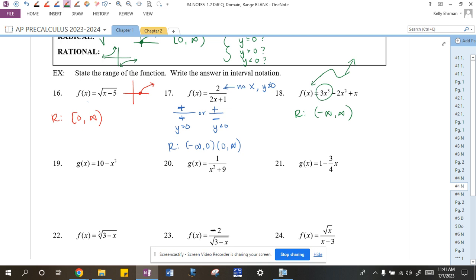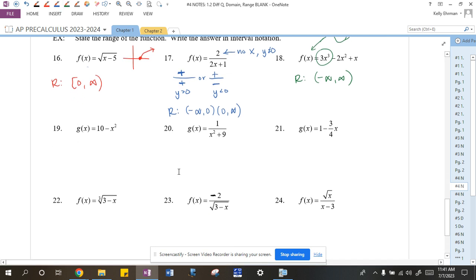Now, number 19 is quadratic. For this quadratic, it's best to think about the fact that it opens down and it's been pushed up 10. So it starts up at 10, and then it opens down. If you can do that, then the range starts at negative infinity and goes up to and including 10, but no higher than that.